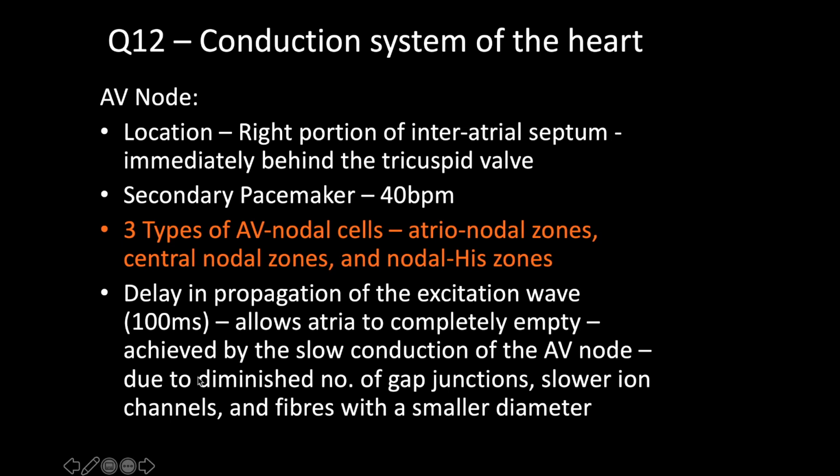And probably the most important bit of physiology occurring here is the fact that there's a delay in the propagation of the excitation wave for around 100 milliseconds. This allows the atria to completely empty their blood into the ventricles. This is achieved by slow conduction of the AV node, and it's actually slower than the other pacemaker cells. This is due to a diminished number of gap junctions, so you have fewer cations being shared between the cells, slower ion channels, so again the cell can't receive as many cations, and the fibers have a smaller diameter. Obviously, if you had a larger diameter, the conduction velocity would be much faster. But yeah, there you go.